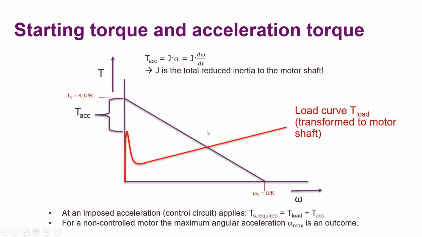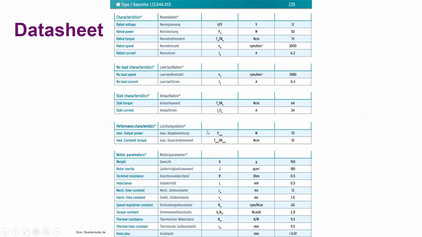Well, that is about the starting torque. Now let's look where we can find the relevant data in a datasheet. I have a datasheet here from the German supplier Bühler. This is the type number of that motor, and it's ending with 235, so we have to look at this column. So which of the data is relevant for this calculation?